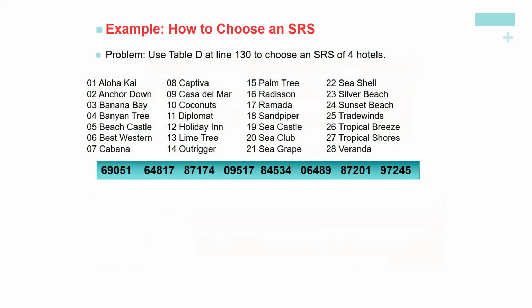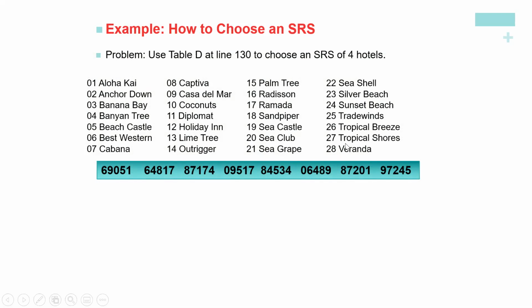So here, we have a list of hotels and we are going to choose a simple random sample of 4 hotels using a random digit table. Okay. So first thing we're going to do is give each of our hotels a number. We're going to label them, okay? So we start with 1 all the way to 28. You could also start with 00 if you wanted. You could do 0 to 27 if you wanted to. It's up to you.